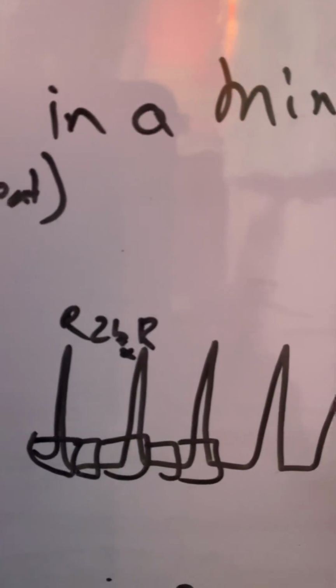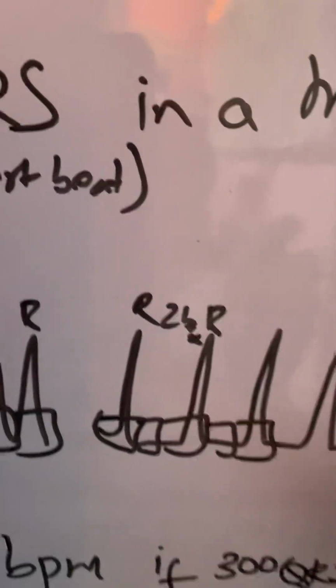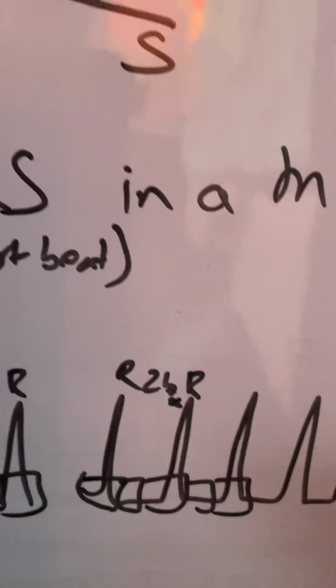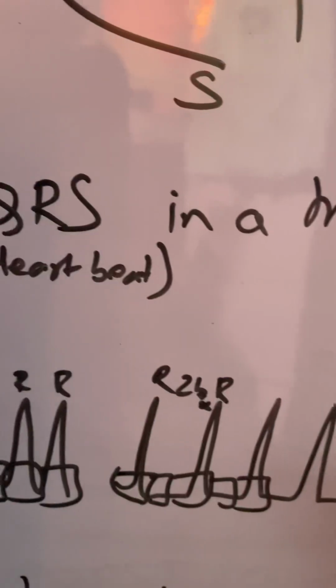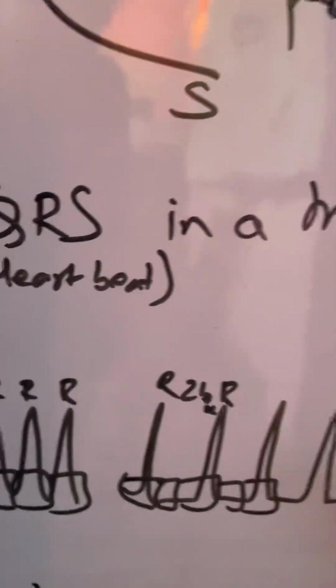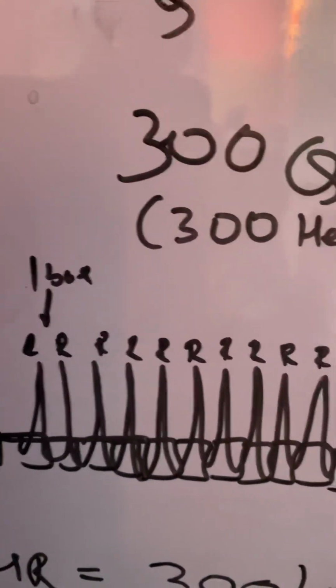But what if 1 QRS complex arises in 2 boxes? We can compare that with the RR interval. So if the RR interval shows 2 boxes, which literally means that 2 boxes will have 1 QRS, then that will be half of the previous one, as you can see. So there will be a lower heart rate.